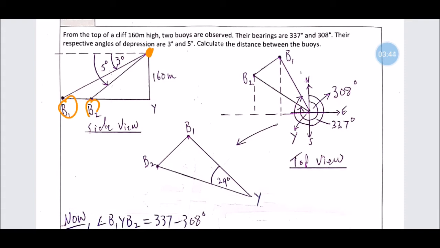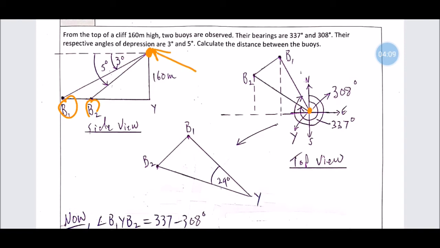So what we need to do is imagine that we're a bird in the sky looking directly down at the cliff, okay? So we're going to switch over to the top view diagram now. This point here is the very top of the cliff. In other words, it's a bird's eye view looking down on this point, okay?